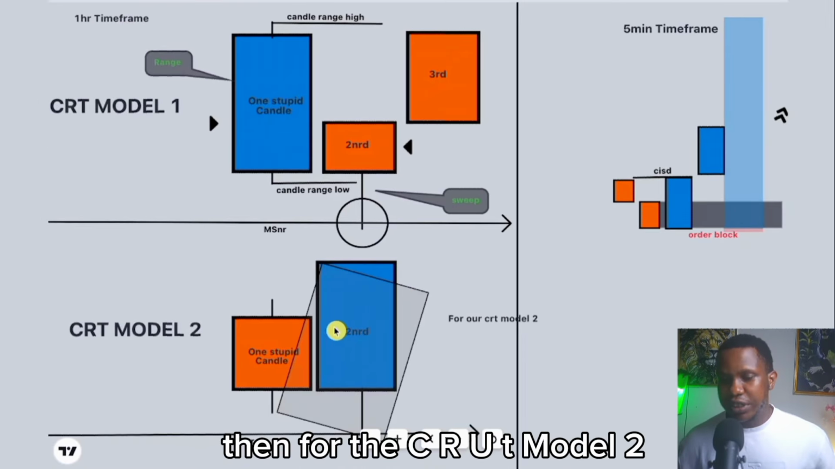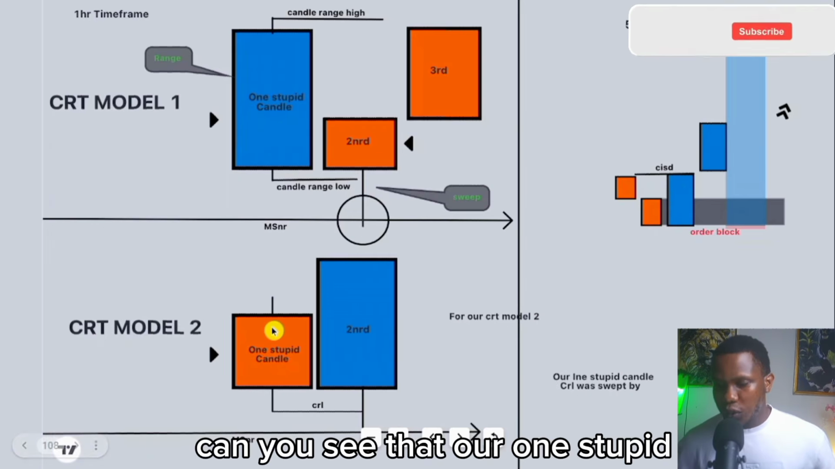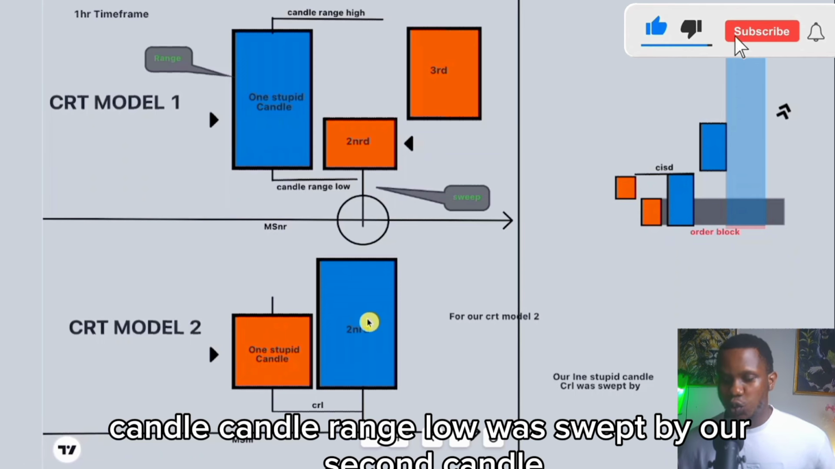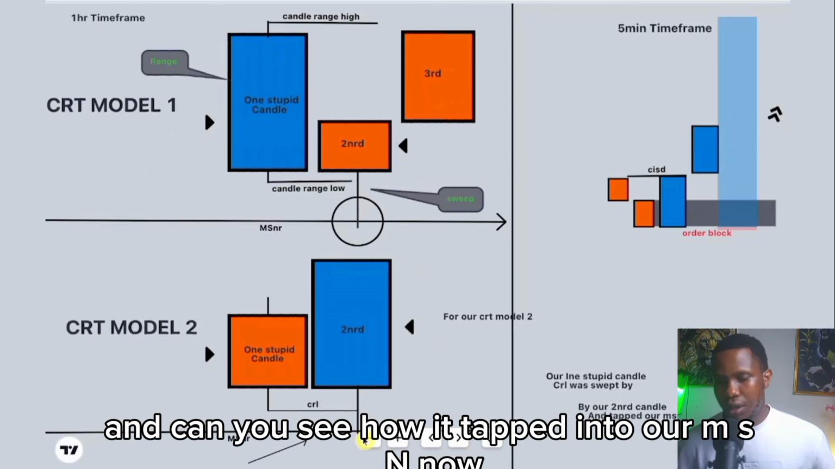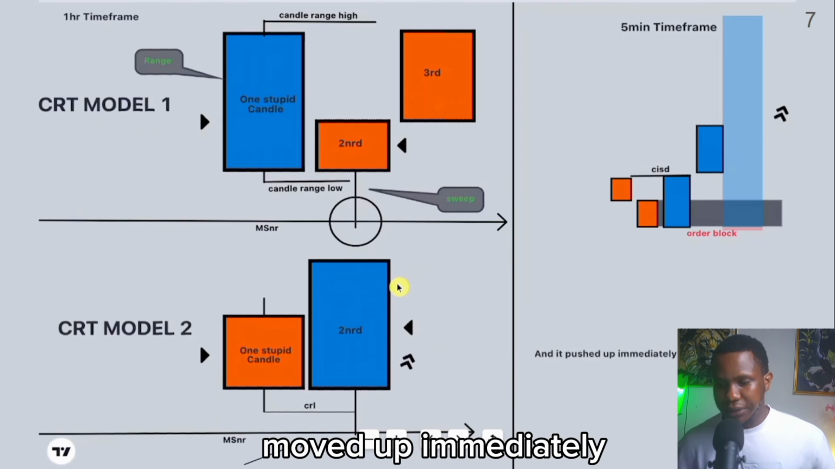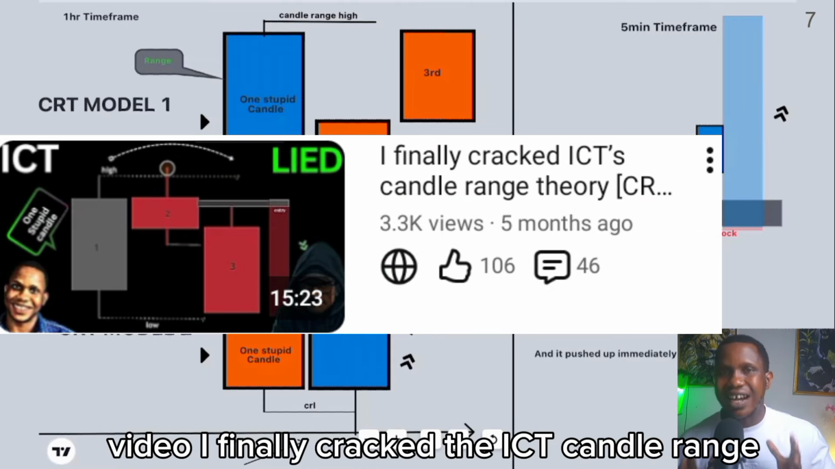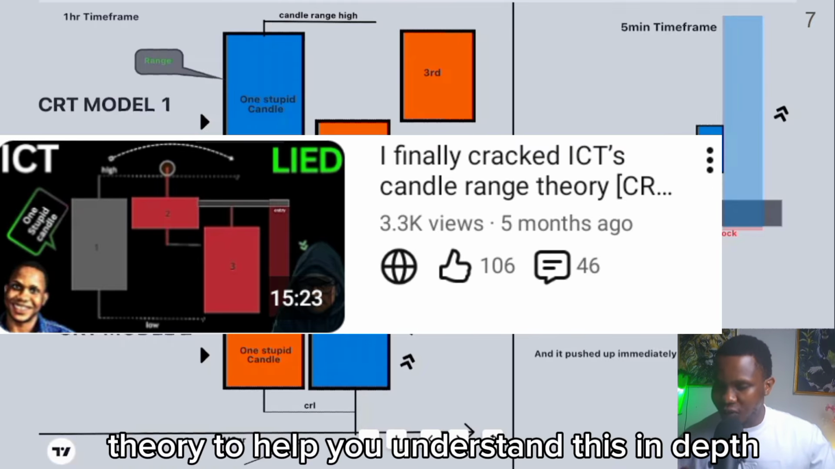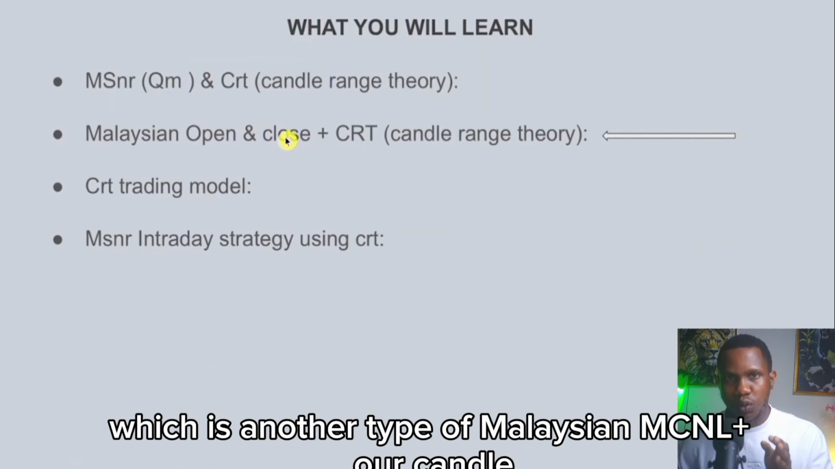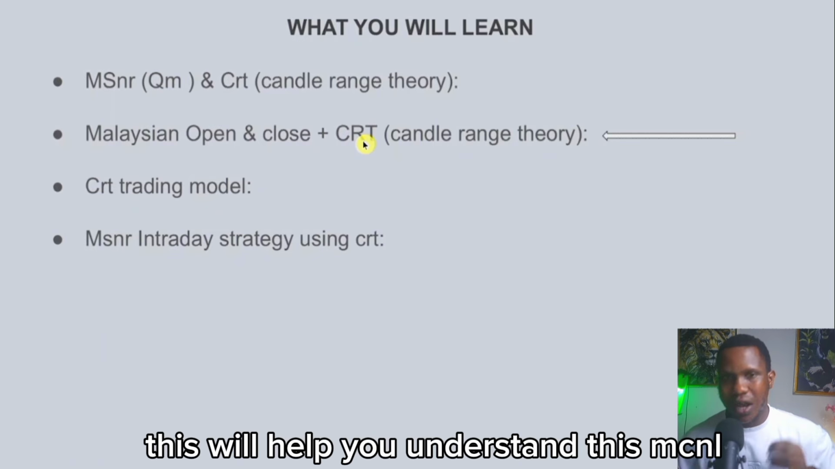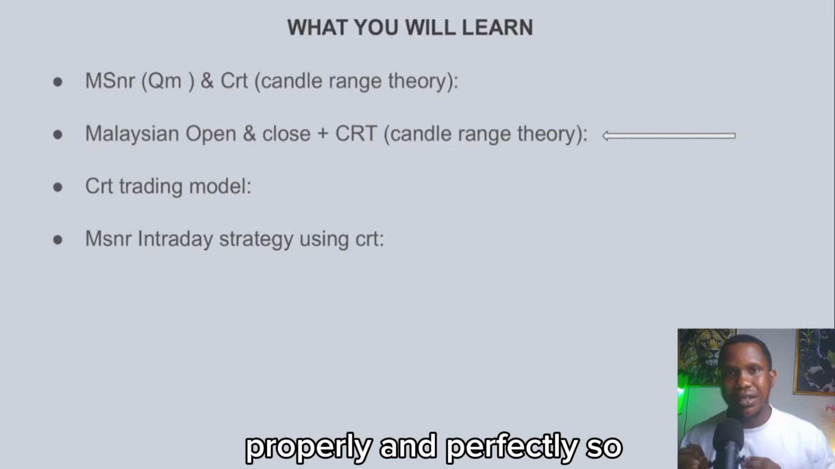Then for the CRT model 2, can you see that our 1 stupid candle range low was swept by our second candle, and can you see how it tapped into our MSNR and moved up immediately? You have to check out our candle range theory video. I finally cracked the ICT candle range theory to help you understand this in depth. I gave you guys a strategy to use to approach this. Heading on, I'm going to be looking at the Malaysian open and close, which is another type of Malaysian MSNR plus our candle range theory. This will help you understand this MSNR properly and perfectly.